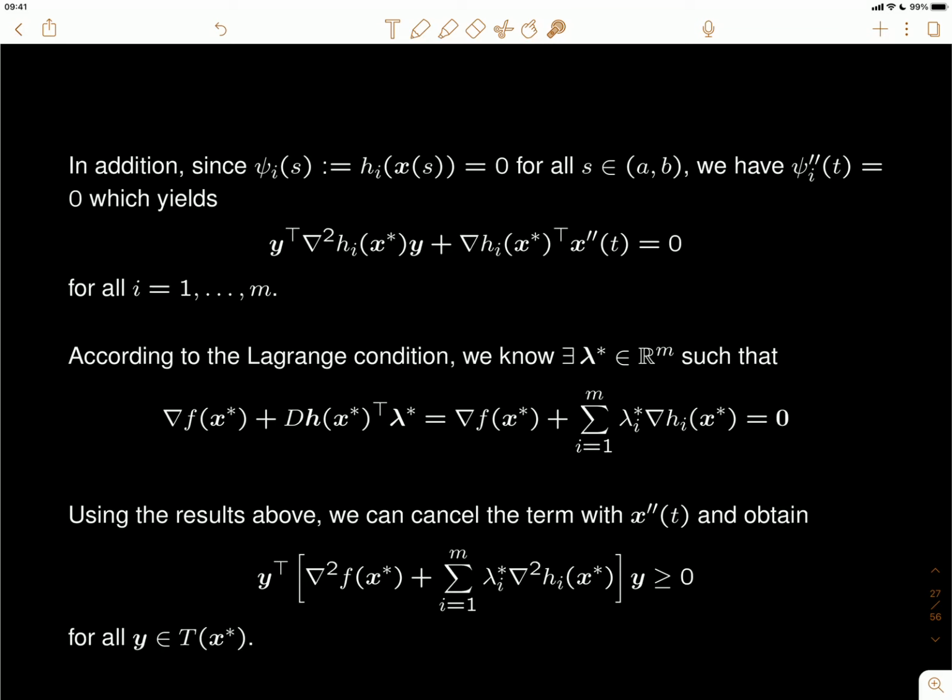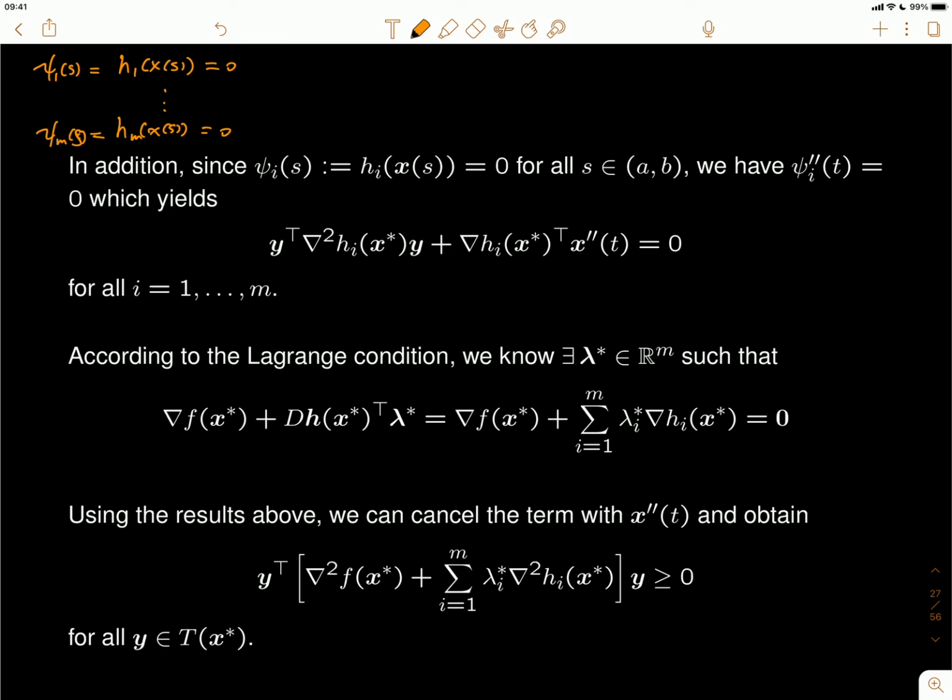So let's say that we further define the psi of s because we have m constraints, h1 through hm. So for each of these constraints, I know that I should have h1 of x equal to zero all the way to hm of x equal to zero. Or in other words, because x of s is a curve on the omega, I know this should be equal to zero for s in the interval a b, and similarly I should have this equal to zero. So I have m of these, so I just define my psi 1 of s to be this and psi m of s to be this, and I know that for all the s in the interval, this is equal to zero. So when I take a derivative twice, it should give us zero as well.